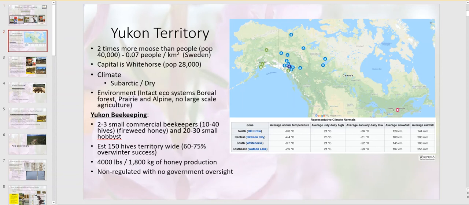Yukon: 40,000 people, I guess, and more moose than people. Subarctic climate. We've got mixed boreal, prairie, alpine, and subalpine type environments. No agriculture, very few beekeepers, and we're actually non-regulated, so it's up to us to self-regulate and manage how we beekeep up here.